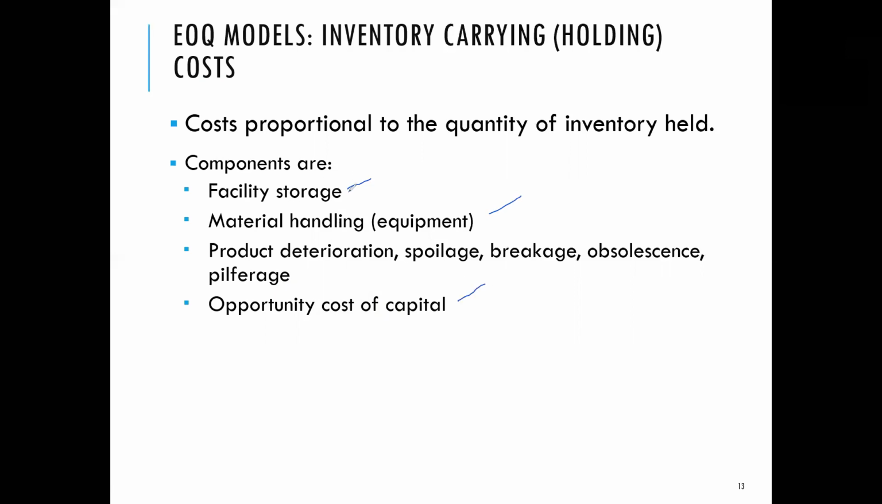Now, what do I mean by this? The more inventory you have, the bigger the warehouse you will need, right? The more inventory you have, the more people you will need, the more machines you will need to handle that inventory. Your product will deteriorate more. And one big factor is the opportunity cost of capital. The more inventory you have, the higher will be your opportunity cost of capital.